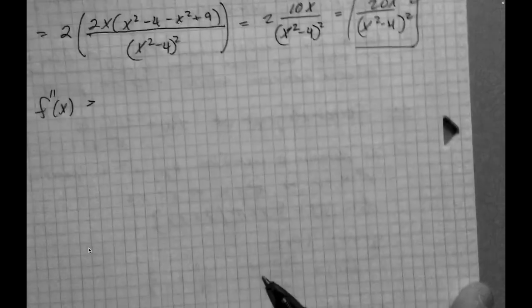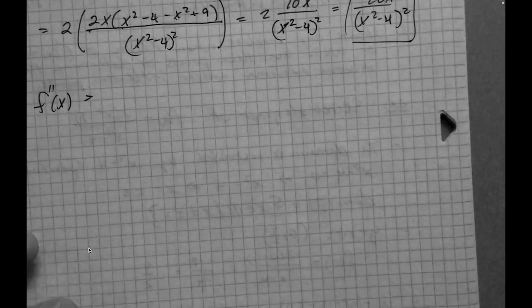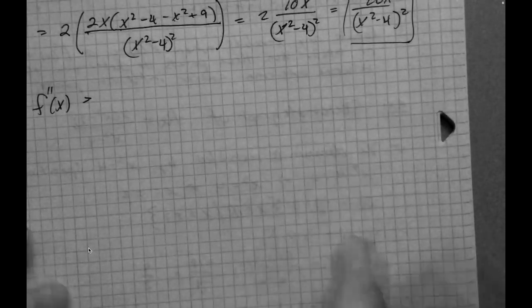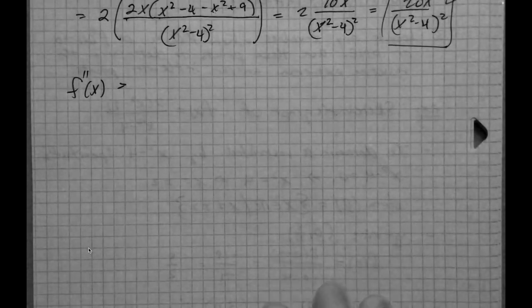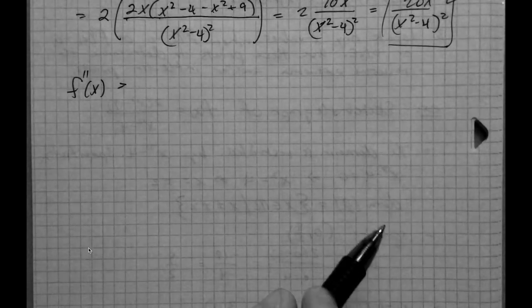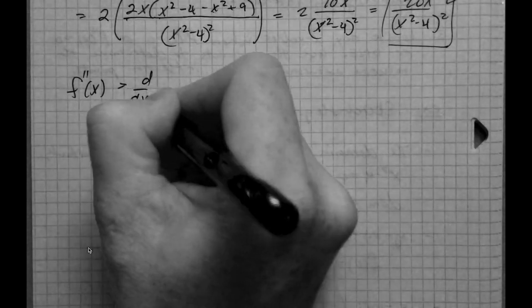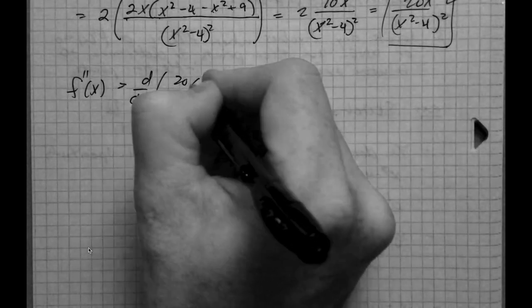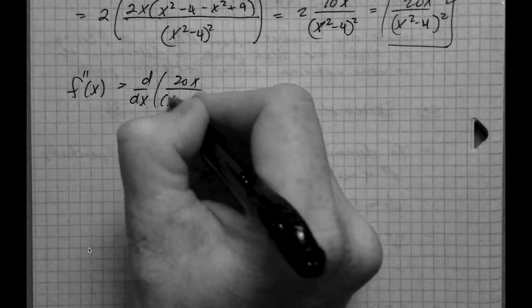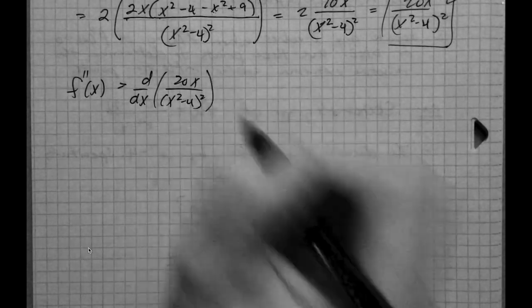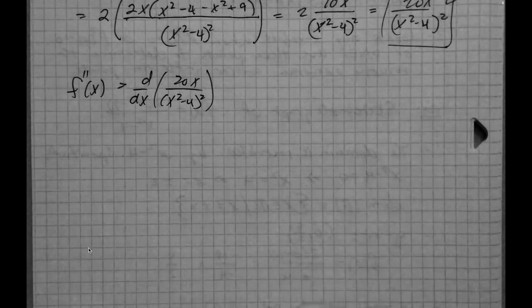So let's go through and calculate the second derivative. I think in the case of rational functions that is not always the case, that things will get simpler. But let's go through this one. So the second derivative will be the derivative of the first derivative. So it's 20x over x squared minus 4, quantity squared. Okay, and then it's the same exercise, right?